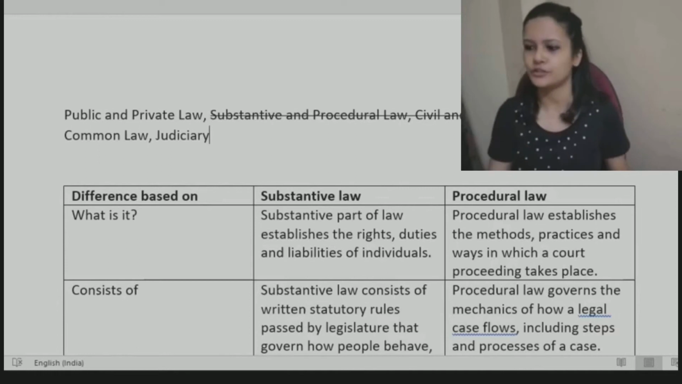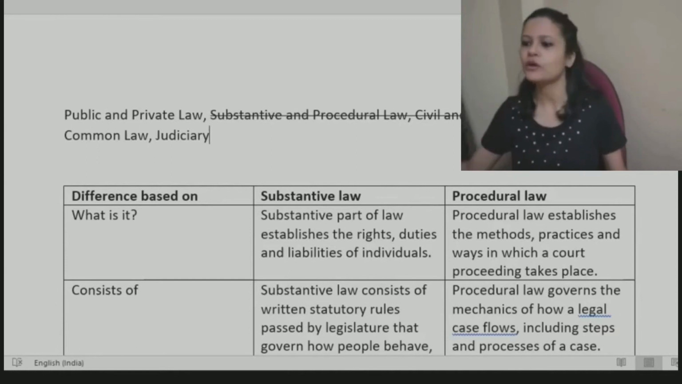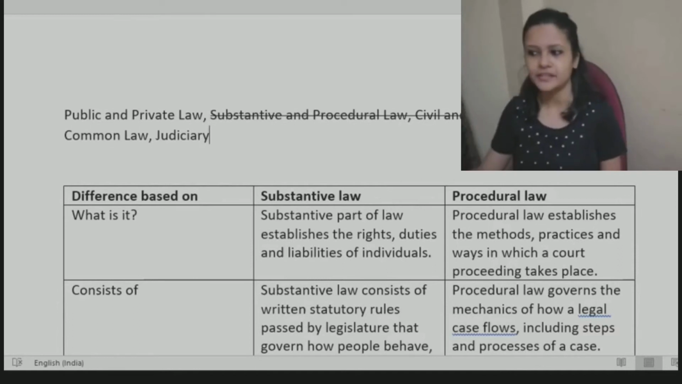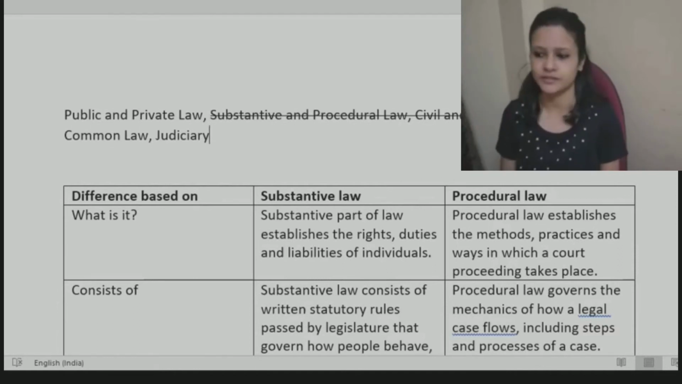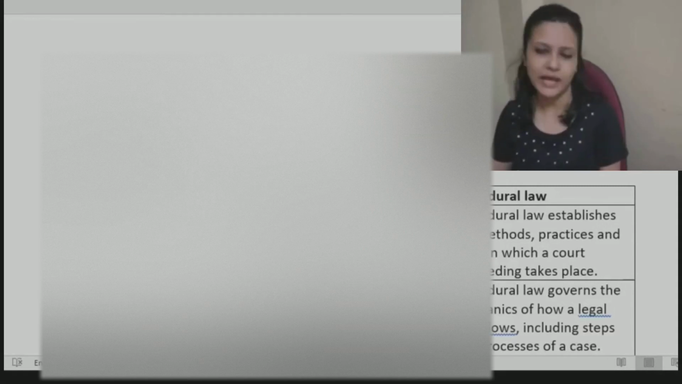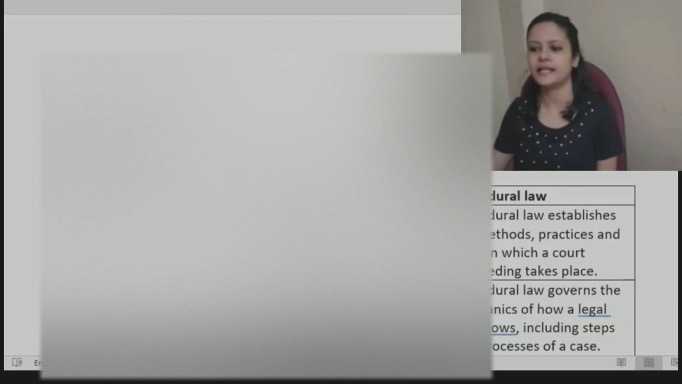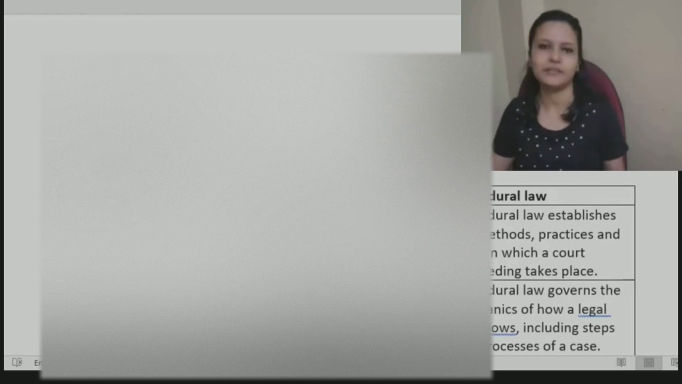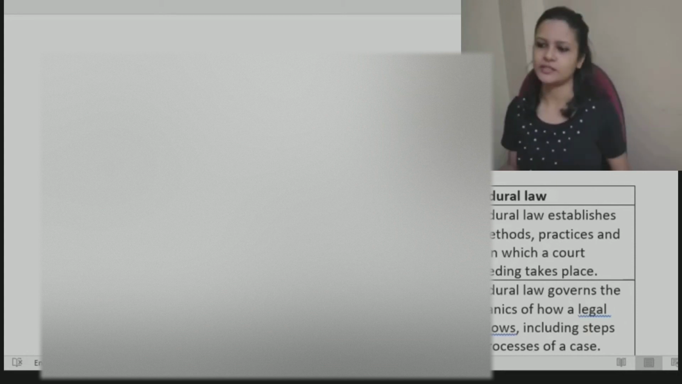From unit 2, I shared the document where a few portions were covered, like the substantive and procedural difference, and the civil and criminal law difference. Now there are two more parts: public and private law, plus civil and common law. We will be doing this part. For the judiciary, I need a bit of clarification on what to study, so I'm leaving that for now. These two things we will discuss today: differences between public and private, and civil and common.